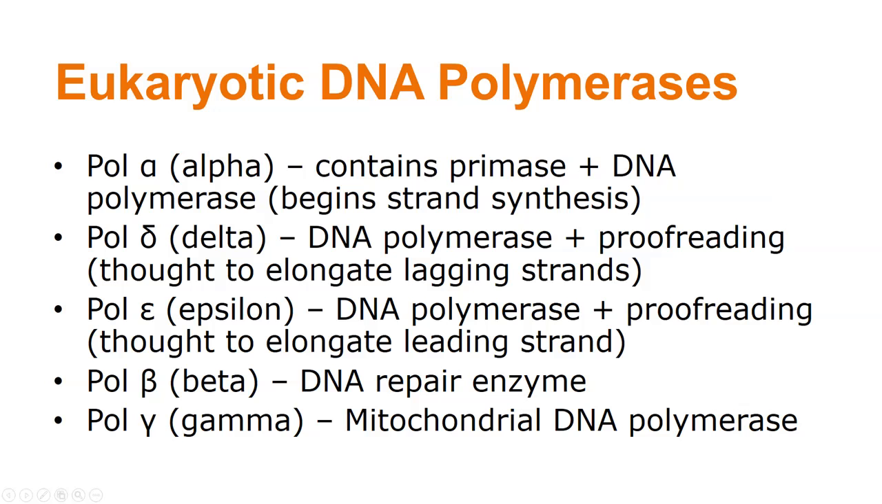Pol beta is a DNA repair enzyme. Polymerase 1 in prokaryotes is a repair enzyme, but it also happens to have functions during normal DNA replication, as you just saw. So in eukaryotes, they have more enzymes, and in most cases, the enzymatic activities are separated a little more. And once again, they're still working on these models.